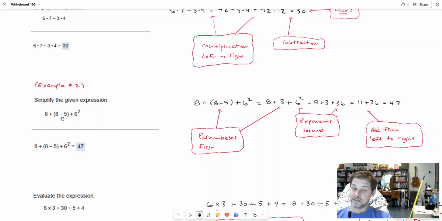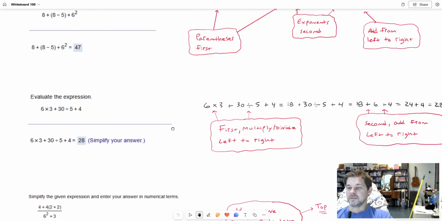Okay? So I do what's in the parentheses, 8 minus 5. Okay? That's just 3. And what am I left with then? 8 plus 3 plus 6 to the exponent 2. What comes next between addition and exponents? Exponents come next. So I do 6 to the second power, 36. And then what comes next? Well, I'm just left with 2 additions, and I do those from left to right. 8 plus 3 is 11, and 11 plus 36 is 47. And then I'm done. Okay, so always start with anything that's inside a parentheses, a pair of brackets, or anything like that.